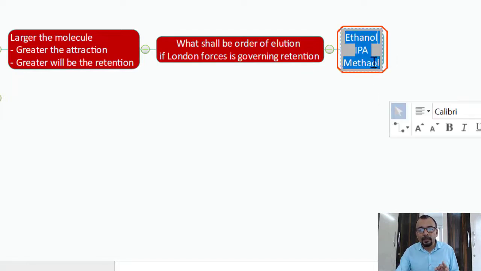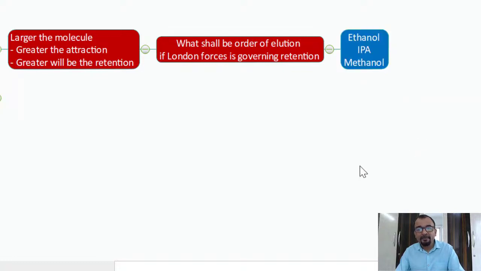Let me correct the spelling over here. Yes. So what is the predefined criteria? Bigger is the molecule, bigger will be the London dispersion forces. So between these three molecules, which one is the bigger molecule? It is very easy to understand that isopropyl alcohol is the bigger one amongst all these three.